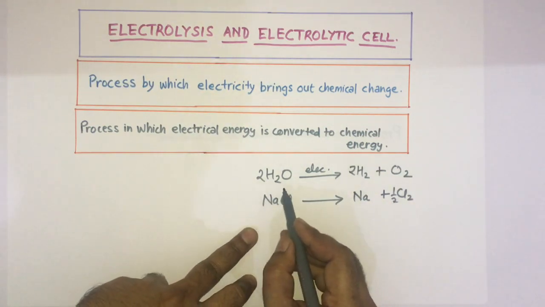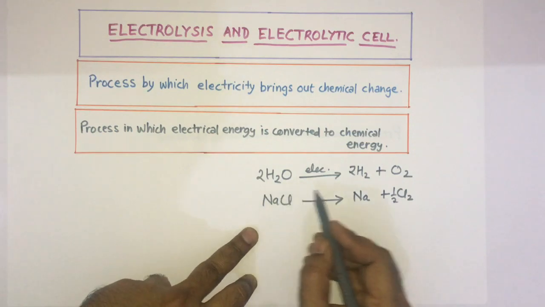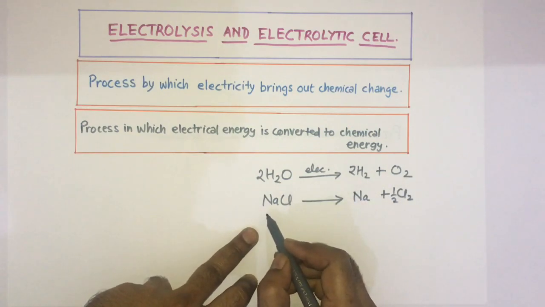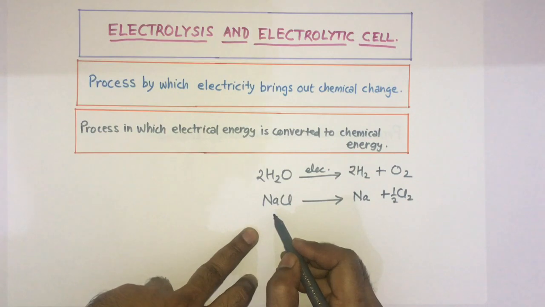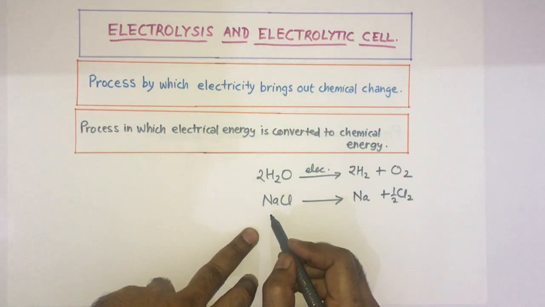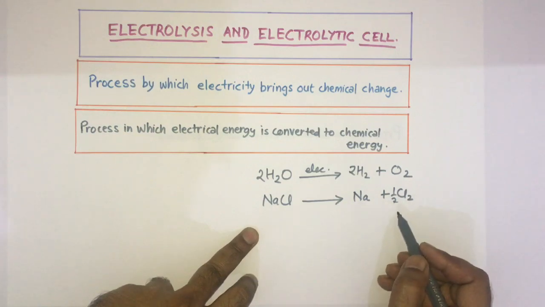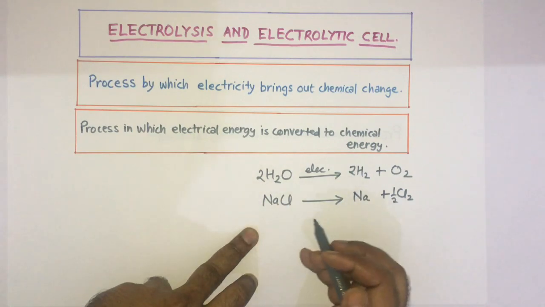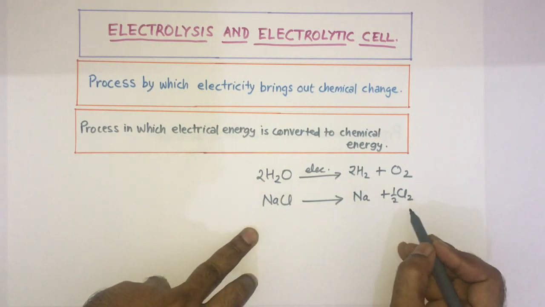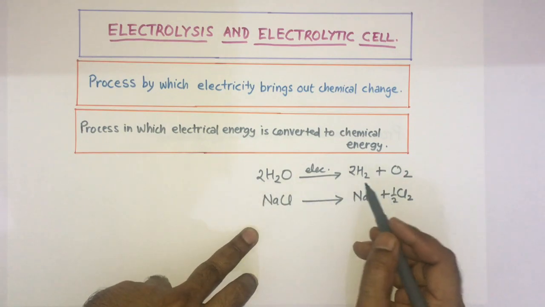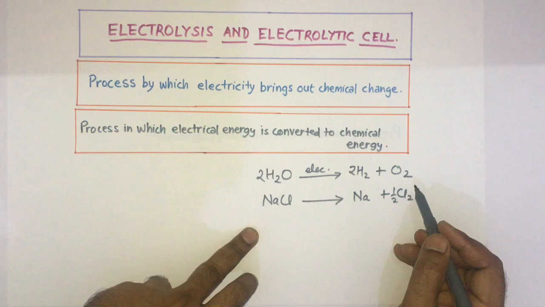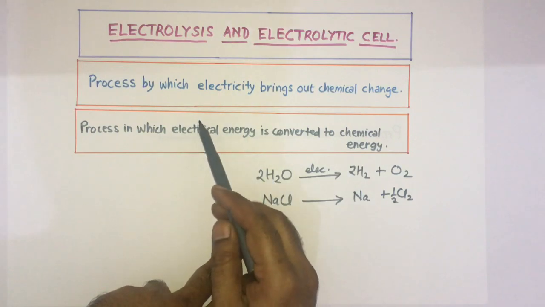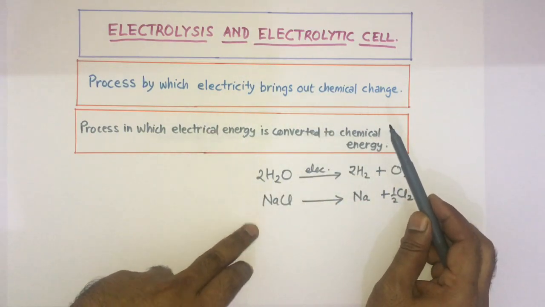As you know, water is a very stable compound. You keep the water for a very long time, it will not automatically split up into hydrogen and oxygen. Similarly, sodium chloride, a common salt, is also a very stable compound. It will not automatically split into sodium metal and chlorine gas. So we have to use electric energy to split sodium chloride into sodium metal and chlorine gas, and to split the water into hydrogen gas and oxygen gas. So this is the electrolysis in which we use electricity to bring about the chemical change.